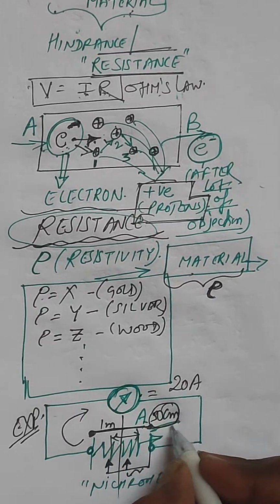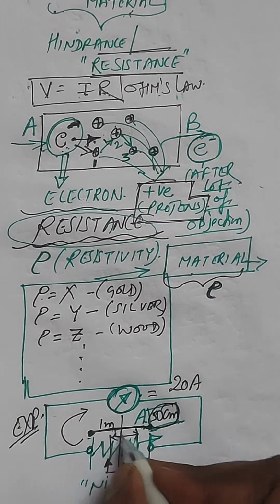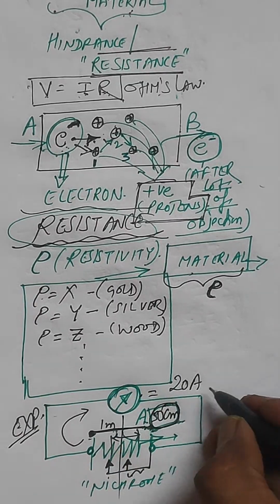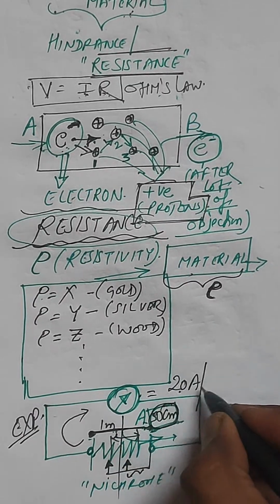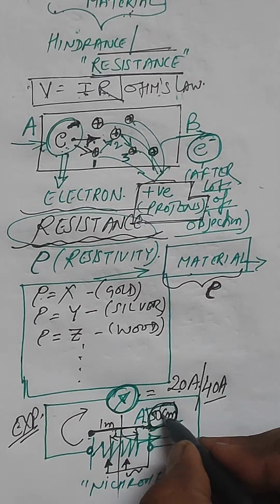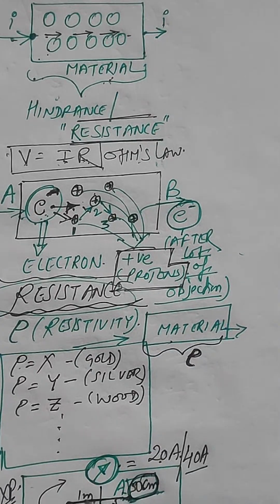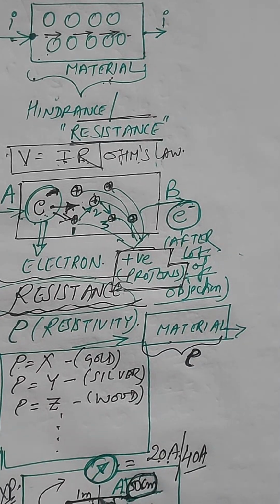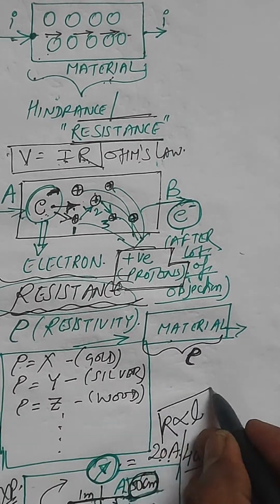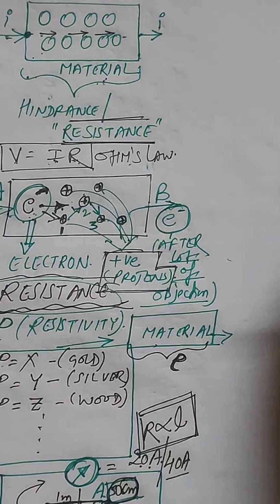So here you can see, if you decrease the length of this nichrome wire, if the wire length is reduced to 50 centimeter, then suddenly we observe that the current increases from 20 ampere to 40 ampere, right? This shows that resistance is directly proportional to the length of any conductor or insulator, whatever you are considering, right?